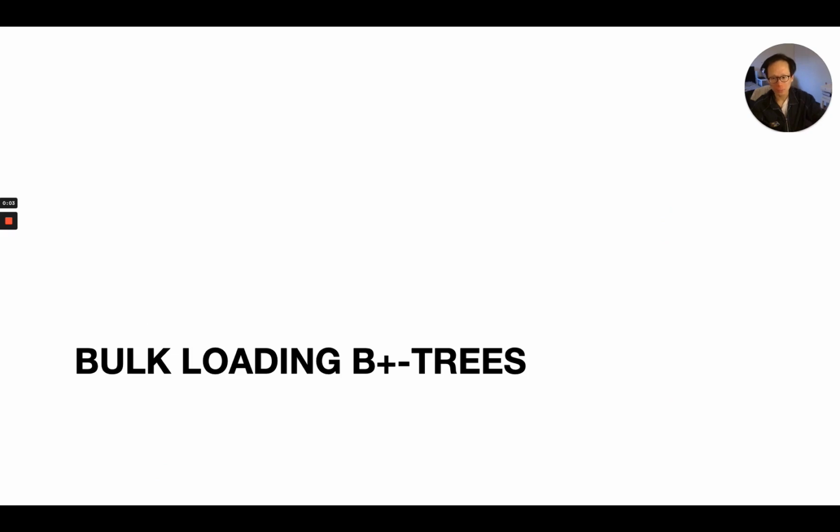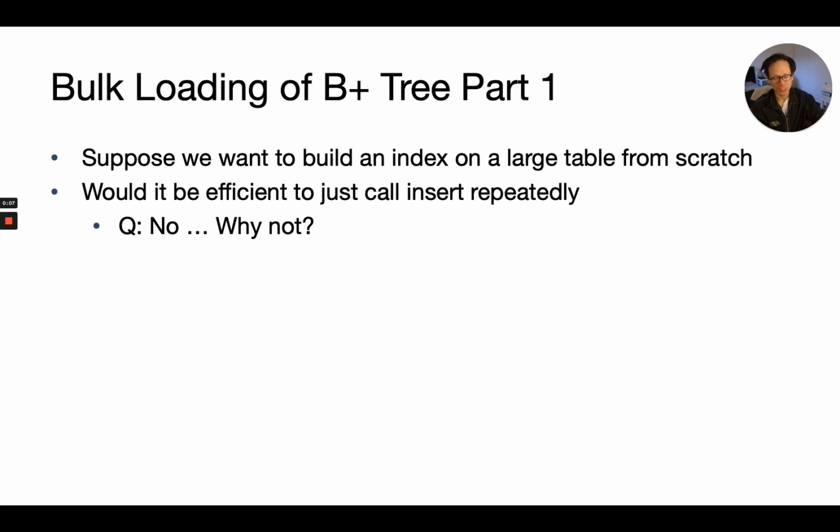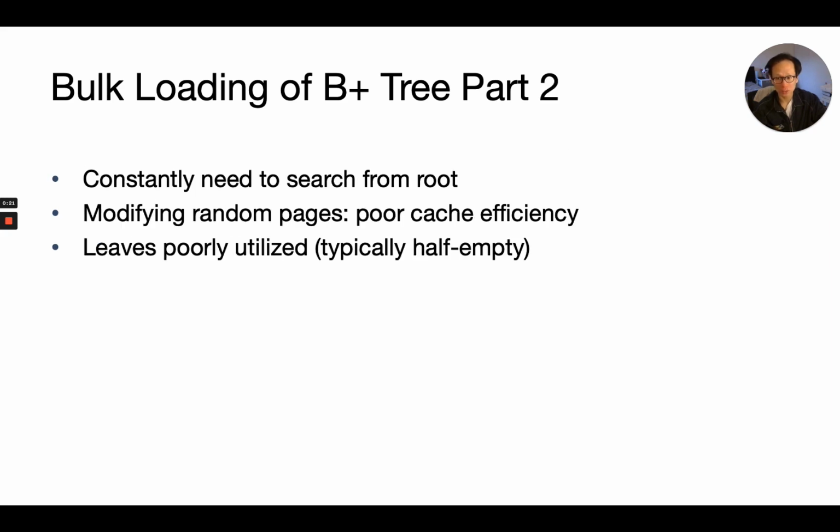So now let's talk about the bulk loading of B+ trees. Suppose we want to build an index on a really large table entirely from scratch. How should we do it? Would it actually be efficient if we insert each of the tuples one at a time repeatedly until we are done? The answer is no, but why not?